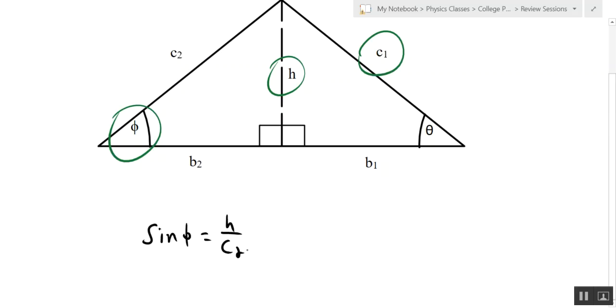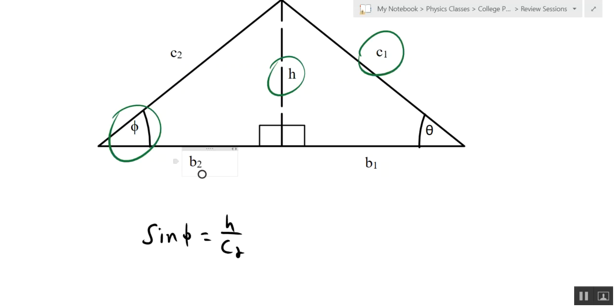That looks better. So H over C2. You don't know C2, so you solve for C2. Of course, if you found B2, you could use the Pythagorean theorem. If you're pretty sure B2 is right, you could just use the Pythagorean theorem to find C2. Either way, you get the same answer, right? You should get the same answer for C2.